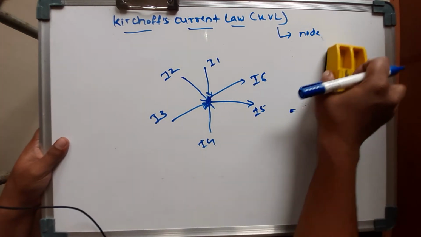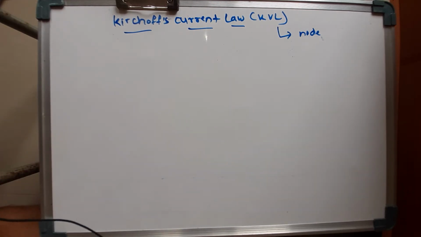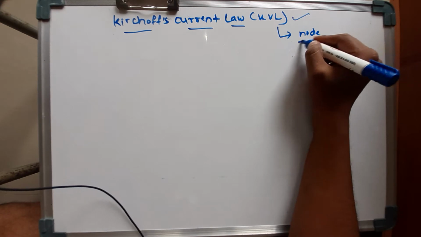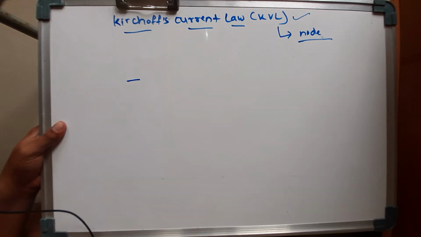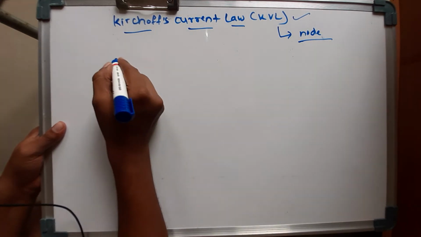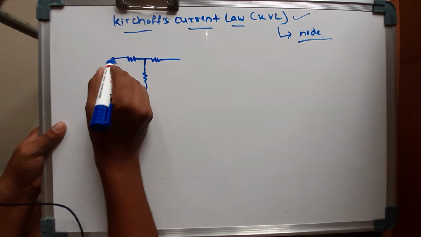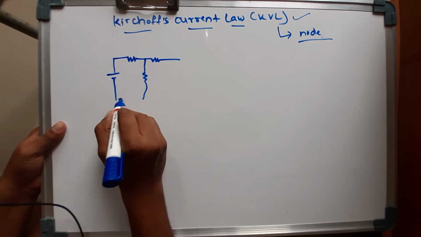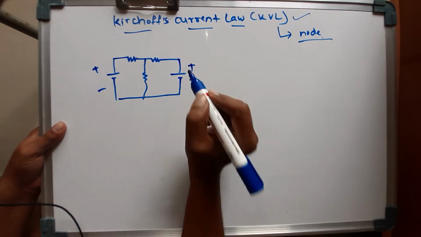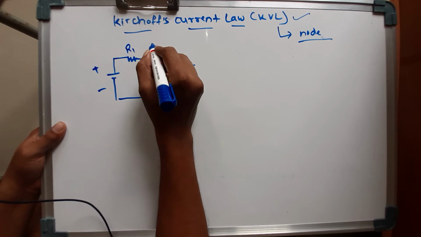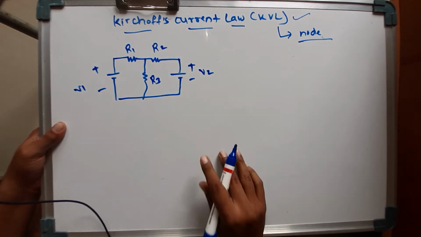So we will see one simple problem, how to find out the current flowing through the circuit using KCL, and the same problem is also called nodal analysis. So for this one we will take a circuit. This is a DC voltage source. Here I will write down plus minus, plus minus. I will mention R1, R2 and R3. Here I will mention V1. Here I will mention V2.